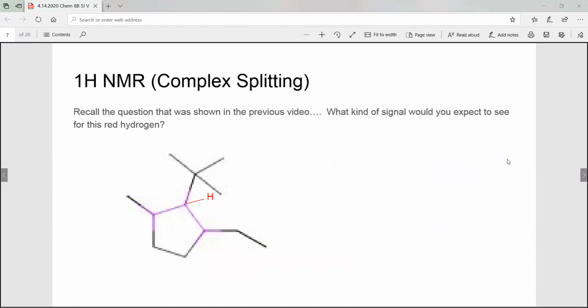We ended the previous video with this question. What kind of signal will we expect from the red hydrogen? This is an interesting one because the 2 neighboring hydrogens are not chemically equivalent. One to the left and one to the right here. So we can't just use the n+1 rule and call it a triplet.